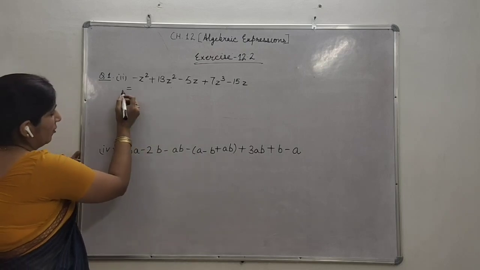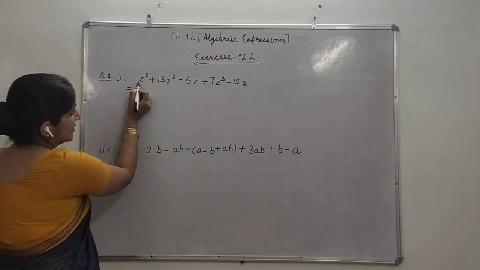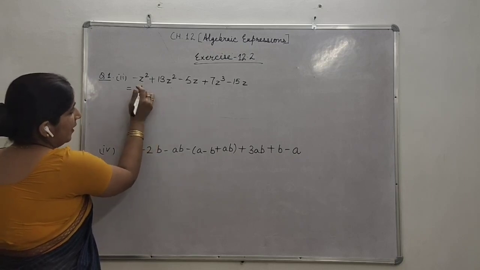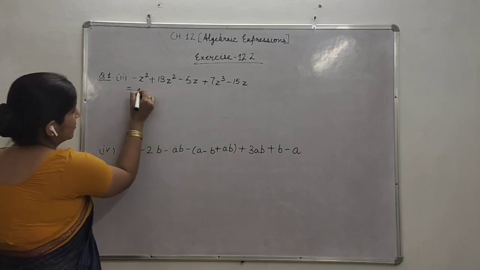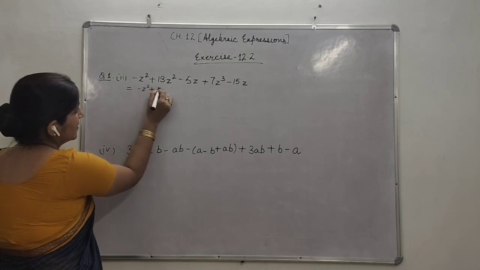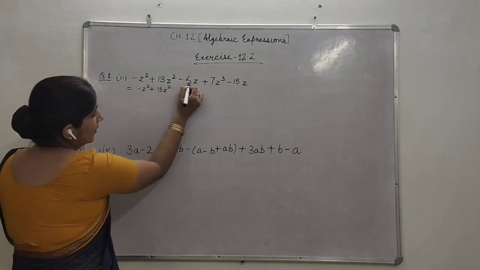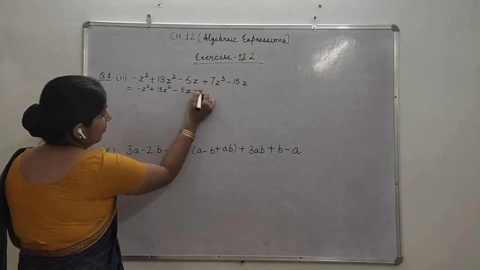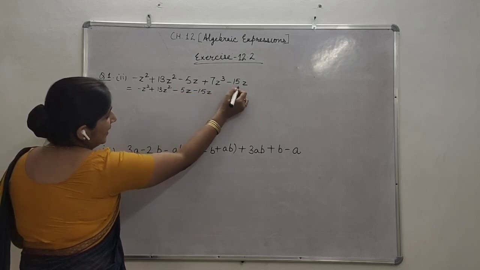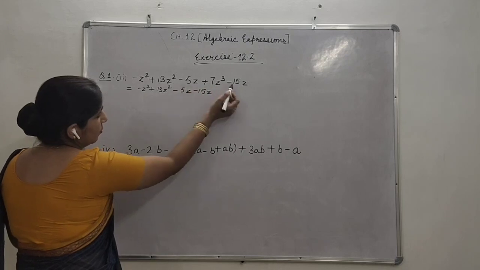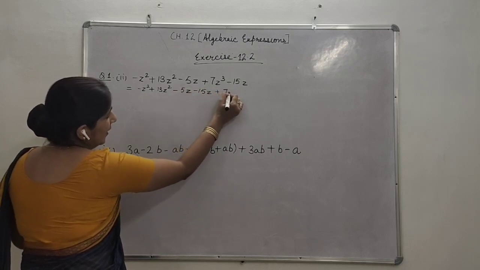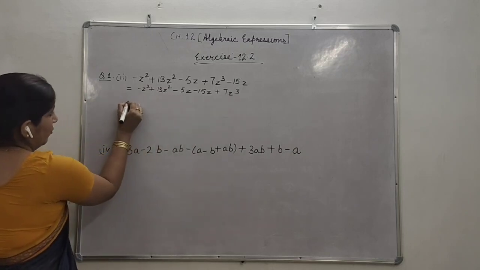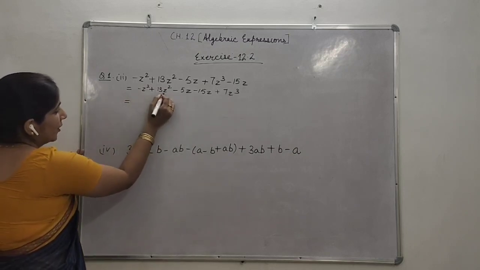So let us start solving it. First of all, it is giving minus z square. First of all, we will collect the like terms together. These two are together, so we can keep them as it is. And minus 15z is not with this like term, so we have to keep it with this and then this. Now you can see the like terms are together. This is only a single one. Now you can solve it.